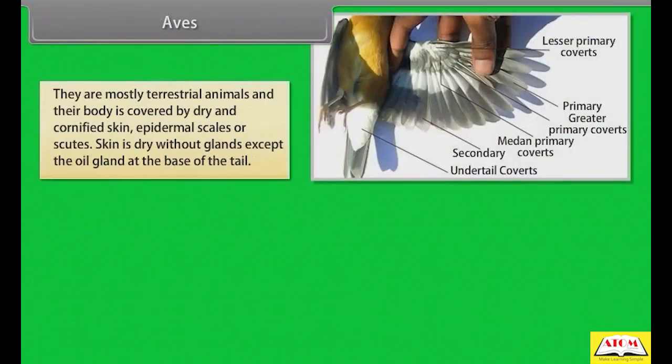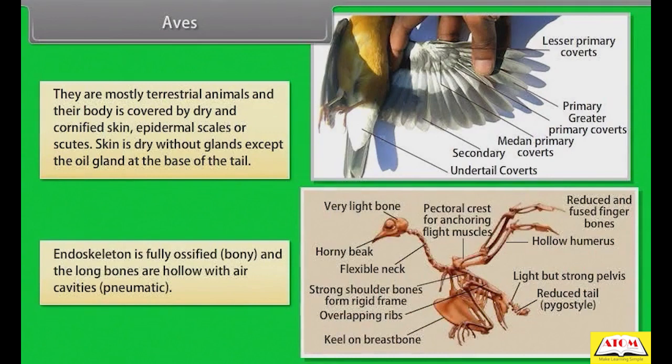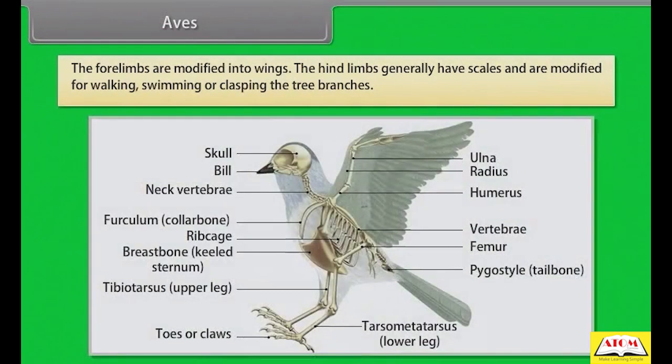Skin is dry without glands, except the oil gland at the base of the tail. The endoskeleton is fully ossified, that is bony, and the long bones are hollow with air cavities, pneumatic. The forelimbs are modified into wings. The hind limbs generally have scales and are modified for walking, swimming, or clasping the tree branches.